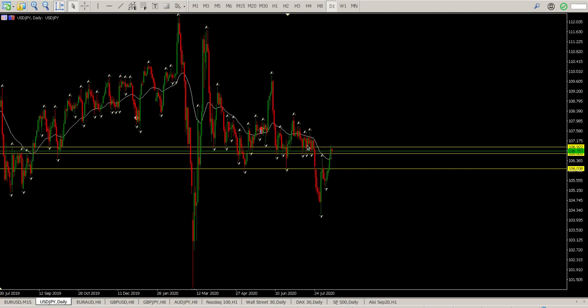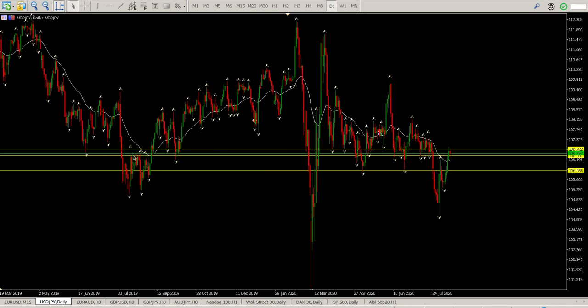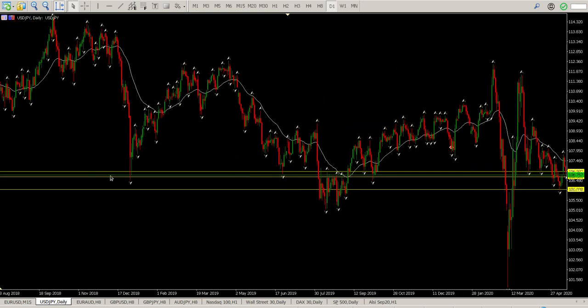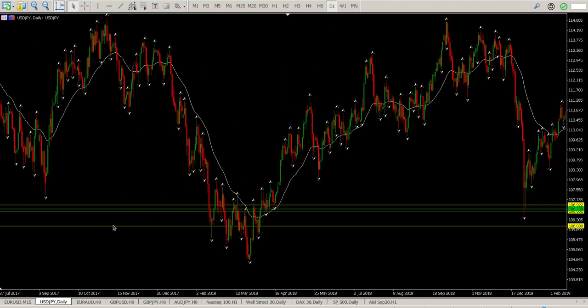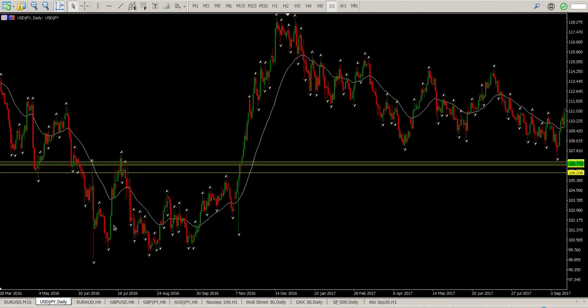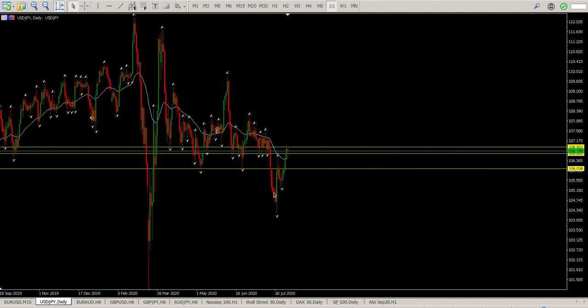Okay, so you scroll to the left, you can see it was used as support here, used as resistance here, used as support there, used as support there, used as resistance and support here, and so we can continue going back. Okay, so 106,920 and 106,66 is a pretty key area. Okay, trend is down on the daily.